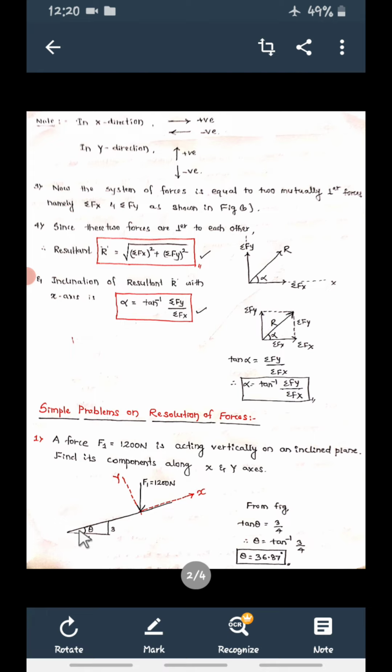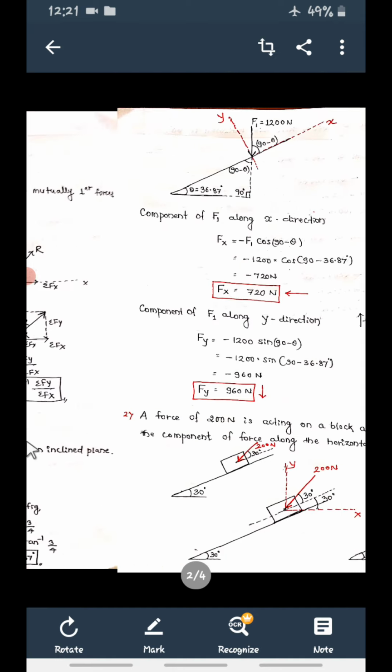Now see, from this triangle, can you find theta? If I consider tan theta, so tan theta is equal to 3 by 4. So theta is equal to tan inverse of 3 by 4. Tan theta is opposite divided by adjacent. So theta I can get as 36.87. So this inclined plane is making an angle of 36.87 with horizontal. Now how to find the resolution along x direction and y direction, we are going to see.